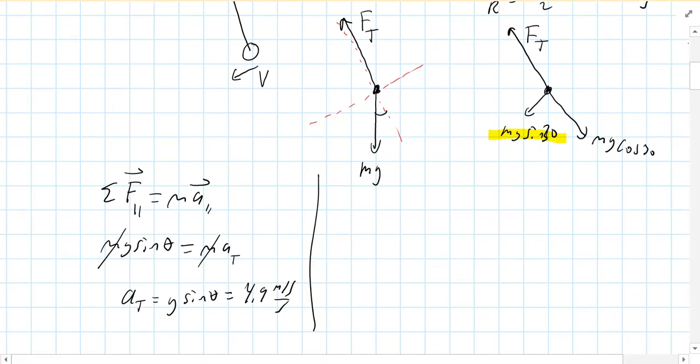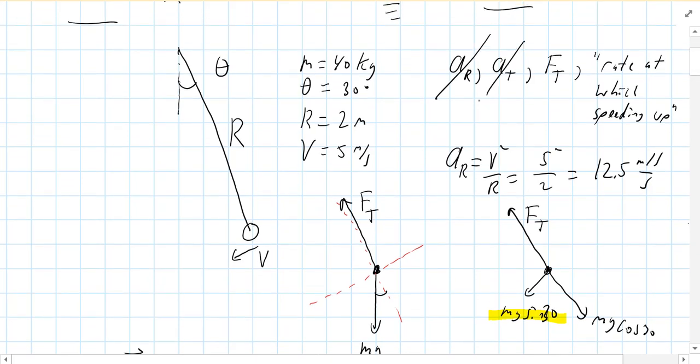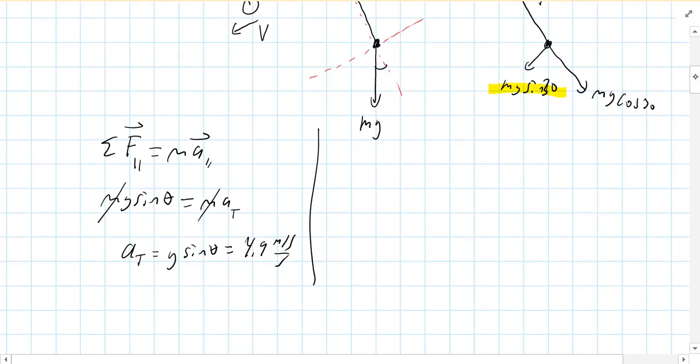By the way, we've also answered the last question. The rate at which she is speeding up is the same thing. That is what tangential acceleration is. It's the rate at which you're speeding up or slowing down. So that's what you have.